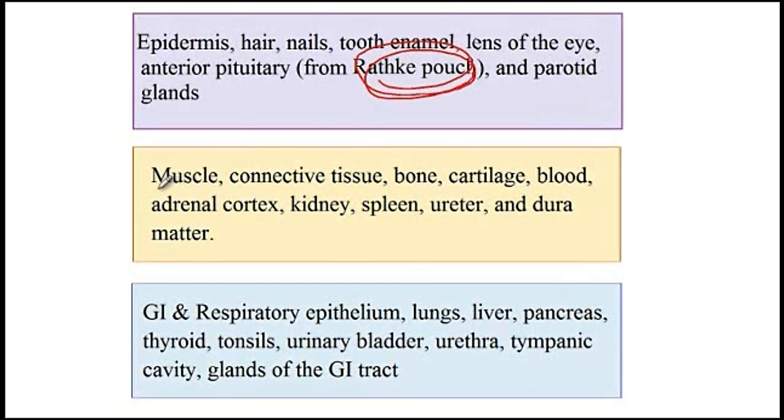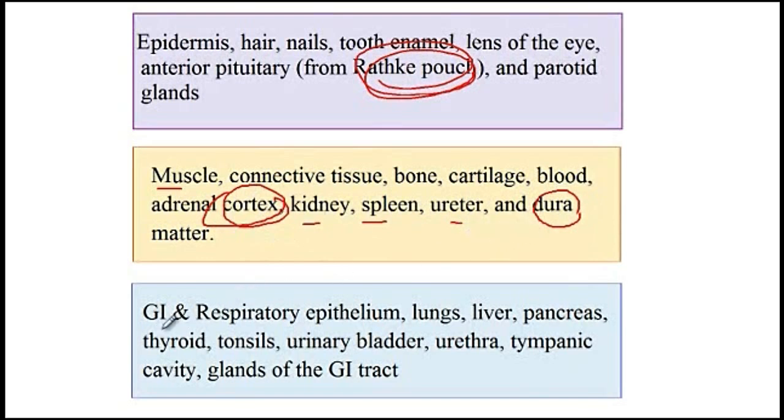Then mesoderm gives rise to muscles, connective tissue, bone, cartilage, blood, adrenal cortex. I would like to remind you that it's the adrenal cortex versus adrenal medulla, which is derived from the neural crest cells. Kidney, spleen, ureter, and dura. So again, just to remind you, dura is coming from mesoderm versus pia and arachnoid, which are coming from the neural crest cells.